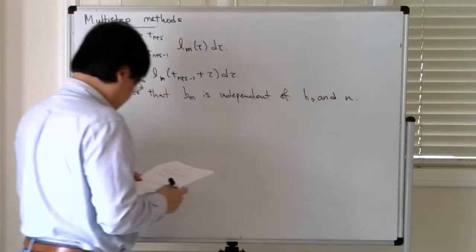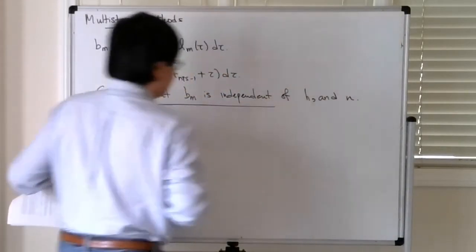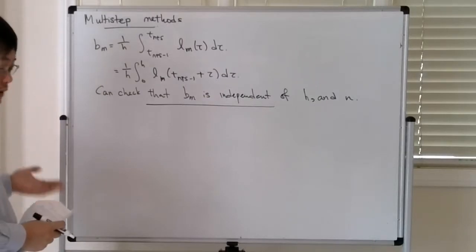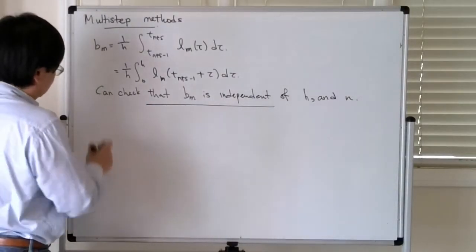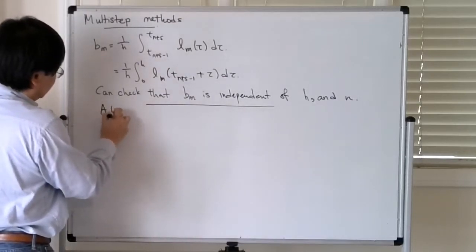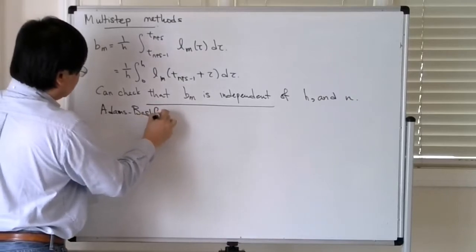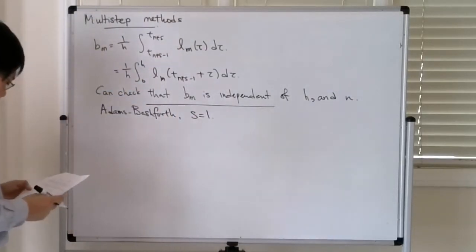So perhaps it's easier to see what happens with a simple example. Let's look at Adams-Bashforth for the s equals 1 case.